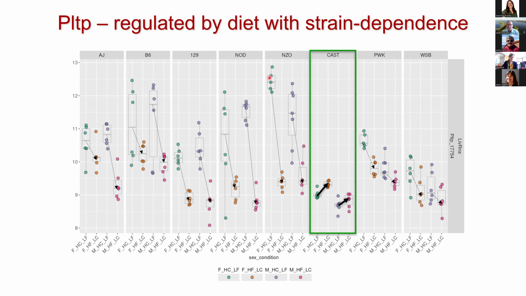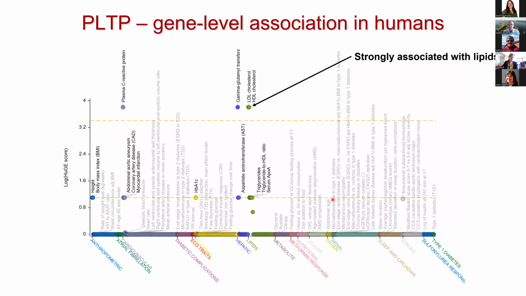But whereas diet causes a dramatic reduction of PLTP in, say, NZO, it actually causes an increase in the expression of PLTP in CAST. And that's very interesting because it suggests that strain background is influencing the diet-dependent regulation of this gene. And the reason that's interesting to us is because PLTP is very strongly associated with lipids in humans. And so our data would suggest that the diet-dependent regulation of this gene that is different as a function of genetic background might contribute to the association of lipids in humans.